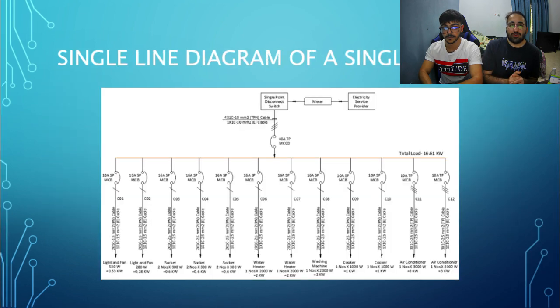And let's go for the single line diagram of a single flat. Here we have this diagram, the single phase disconnect switch to the motor. This is the diagram for each circuit, which includes the light and fan. We have two of those, and we have three sockets, and we have two water heaters and a washing machine and two cookers and two air conditioners.